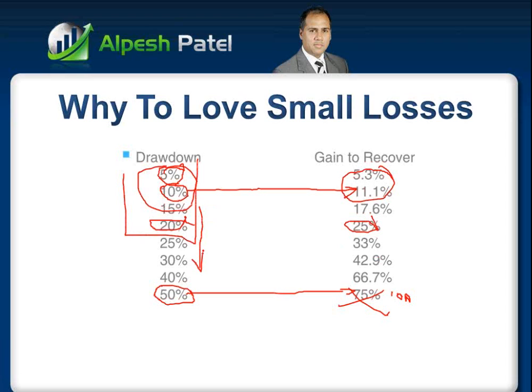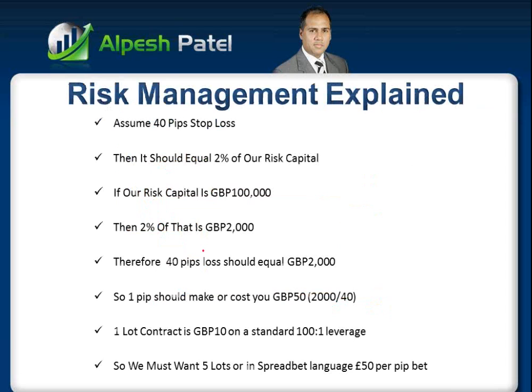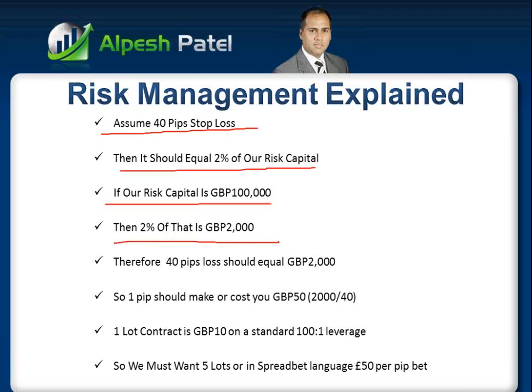But how do we apply that in reality? What does it mean in reality? Let me explain. Let's start at the top. Assume you have a 40 pip stop loss. I'm going to show you a method of picking your stop loss in a second. But assume it was a 40 pip stop loss. Then that has to, according to our rules, equal 2% of our risk capital. If our risk capital is £100,000, then 2% of that is £2,000, obviously. Therefore, 40 pips should equal £2,000.